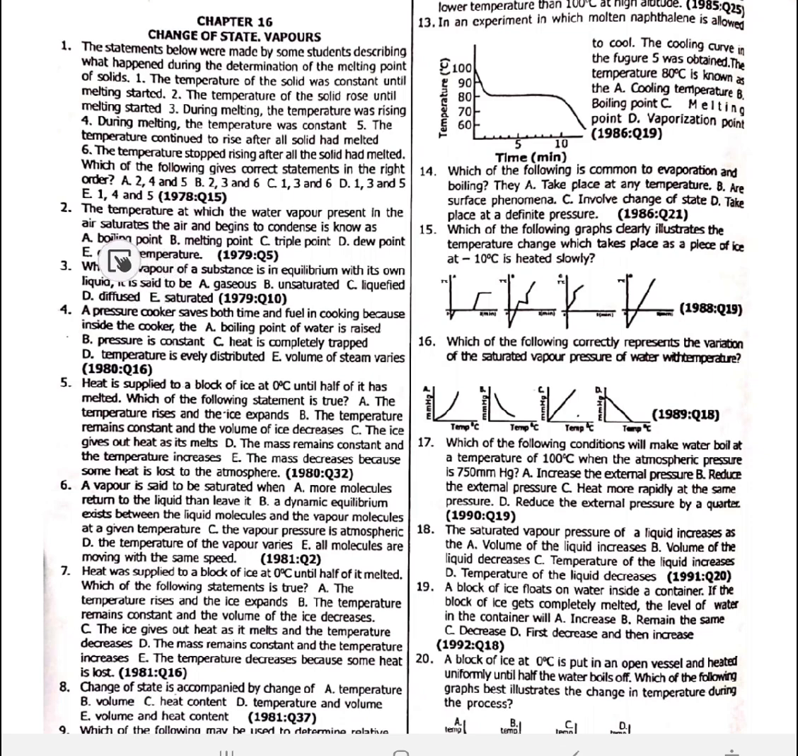Number two, the temperature at which the water vapor present in the air saturates the air and begins to condense is known as dew point. Number two is known as dew point, and dew point is an atmospheric condition whereby the water vapor that is present in the air would saturate the air and begin to condense. It's known as dew point.